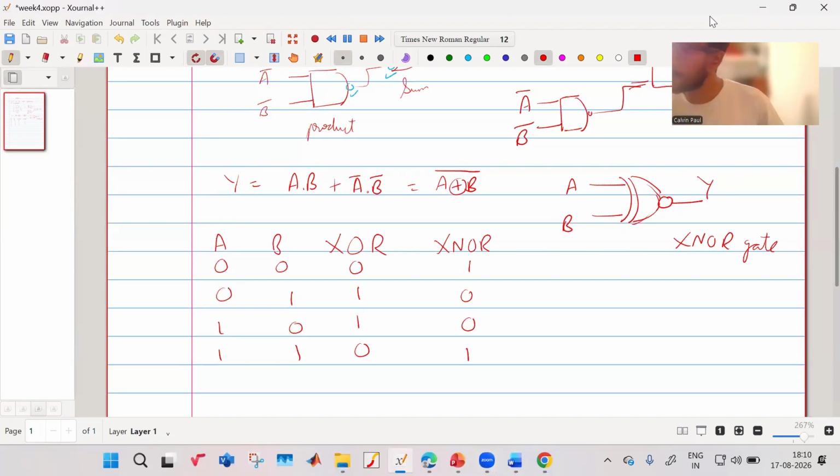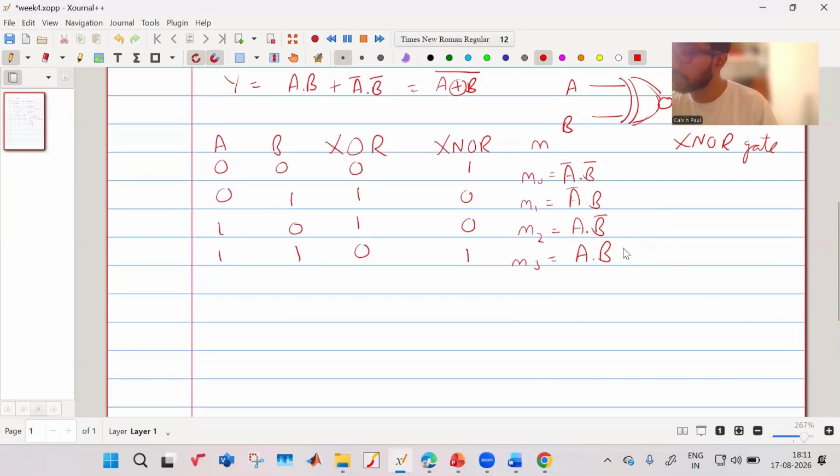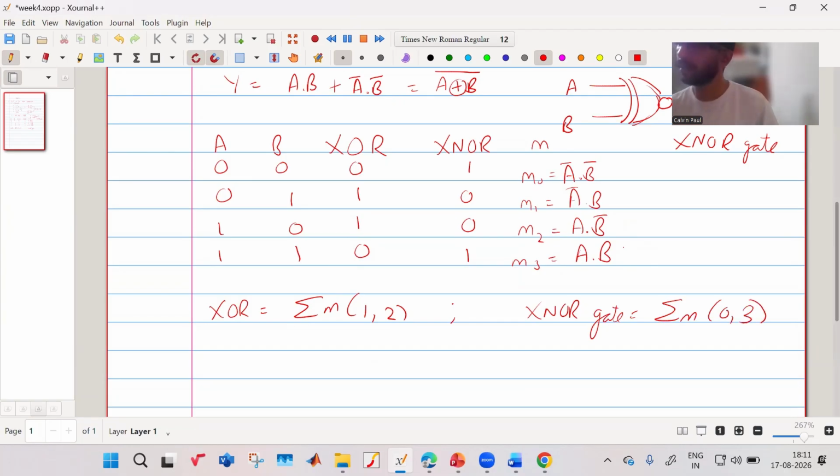Now the min terms: M0 is equal to A bar and B bar. M1 is A bar and B. M2 is A and B bar. And M3 is A and B. This is how it is. So your XOR gate is the summation of M1 and M2, and your XNOR gate is the summation of M0 and M3. This is how you represent your XOR gate and your XNOR gate.